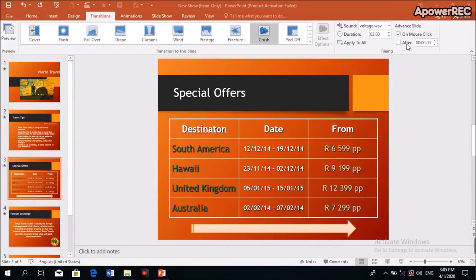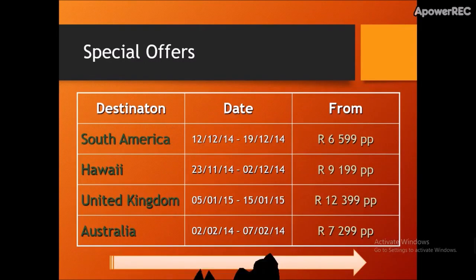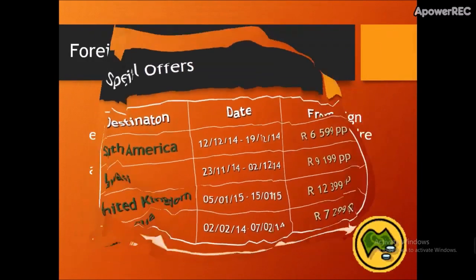What if you don't want this to be on the mouse click? You want it after, let's say, 5 seconds. Let's see what happens. And let's remove the On Mouse Click. Okay, this is the first one, 2, 3, 4, and 5. Okay.